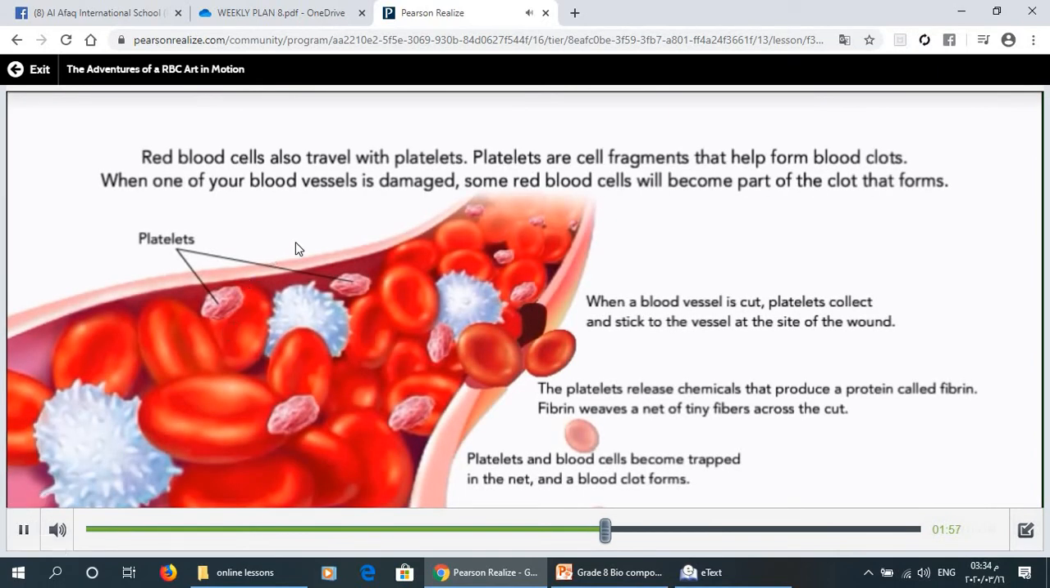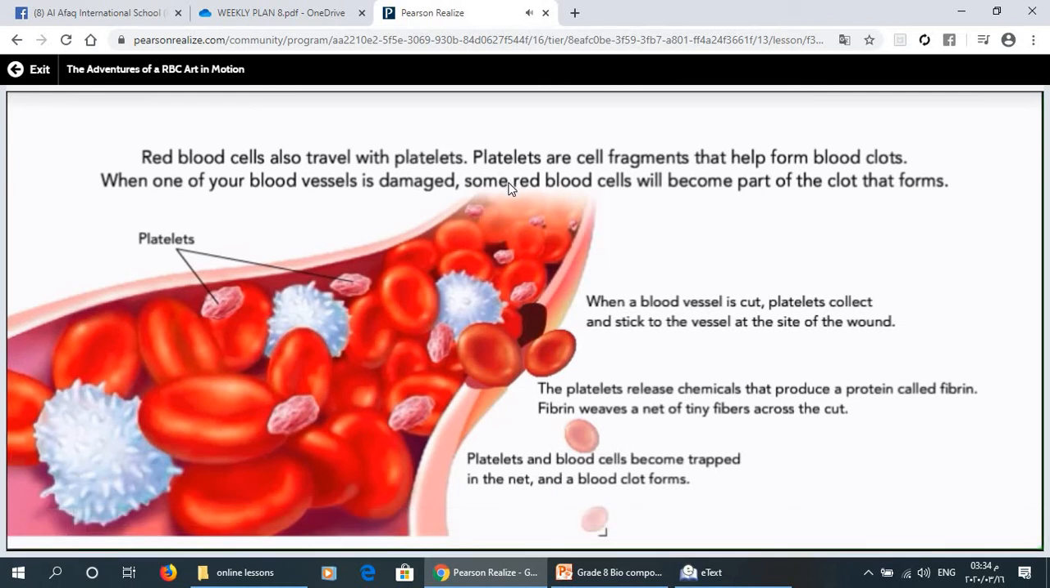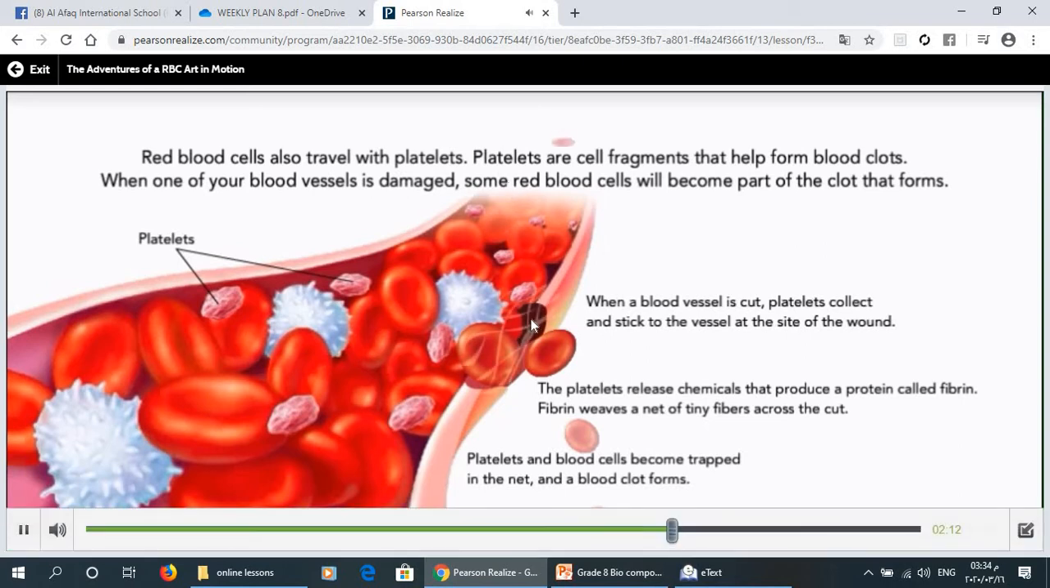Red blood cells also travel with platelets. Platelets are cell fragments that help form blood clots. When one of your blood vessels is damaged, some red blood cells will become part of the clot that forms. Note here, the platelets come and start to stick on the sides of the wound and form fibrin that weaves the net.